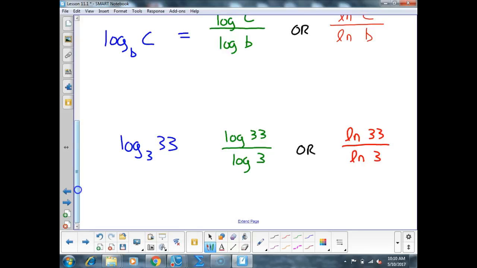Now, how you type that in depends on your calculator. Some of the calculators out there don't let you see what you're typing in. So you're going to have to go 33 log, enter or equals, divided by 3 log, equals. Or 33 natural log, equals, divided by 3 natural log, equals.